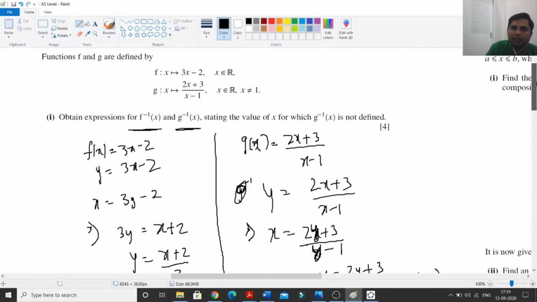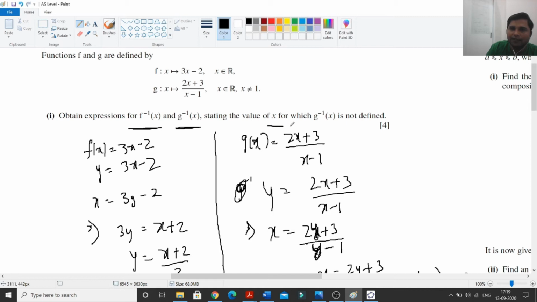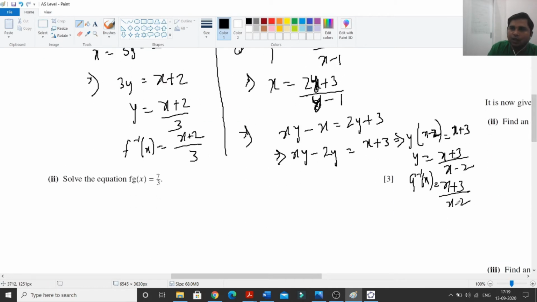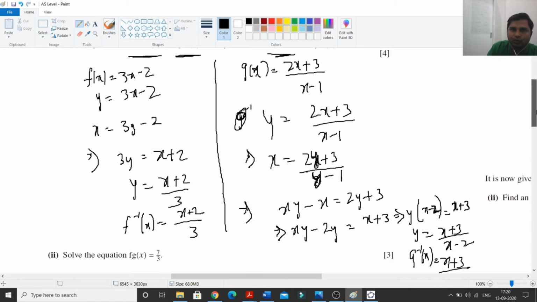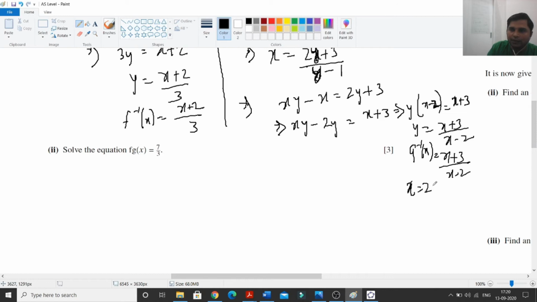Now the question was that we need to state the value of x where g inverse x is not defined. Say g(x) is not defined for x is equal to 1, because when you substitute x is equal to 1 here, it will become infinity. Similarly, g inverse x will not be defined for x is equal to 2, because when you substitute 2 over here, that will become 0, and anything divided by 0 will give you infinity. So x is equal to 2 is the value where g inverse x is not defined.